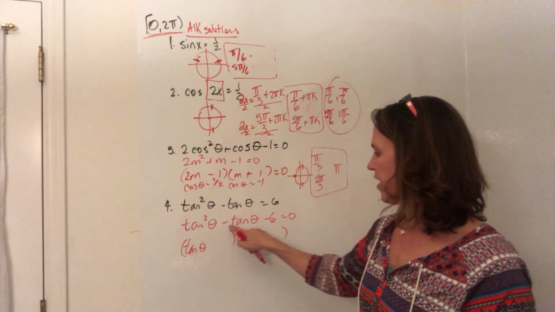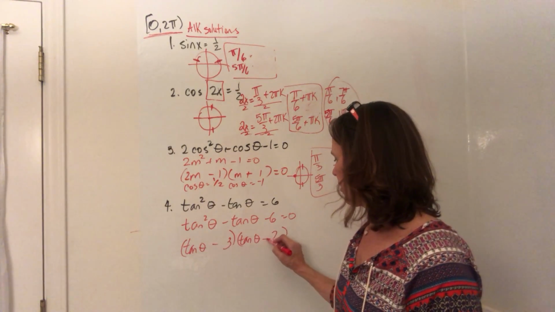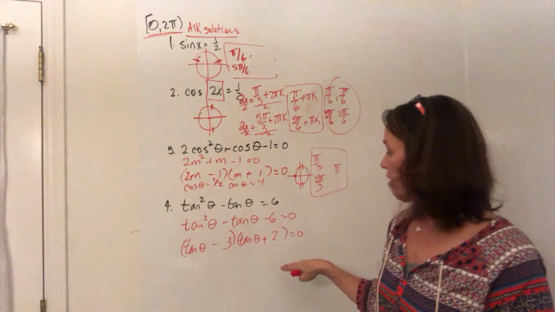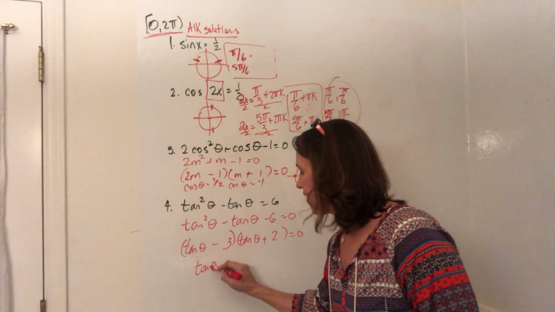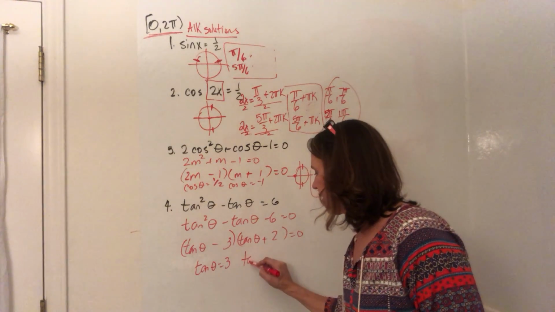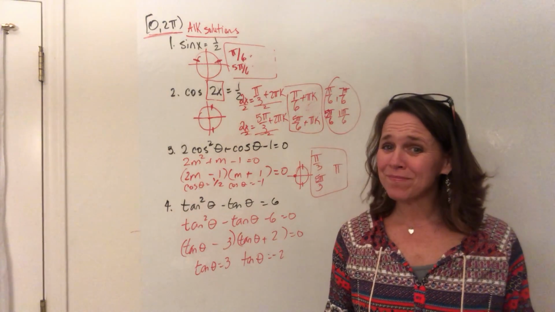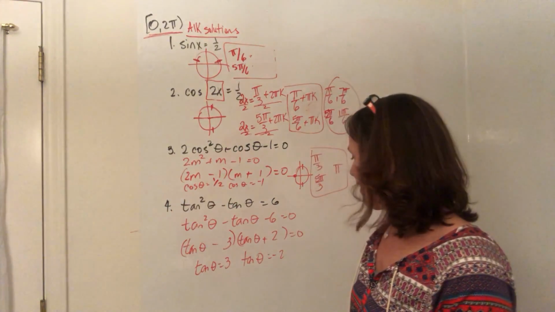Multiply to give you 6, subtract to give you 1 are going to be 3 and 2. I want a minus 3 and a plus 2. Right, so if I multiply that out, if I FOIL it, I'm going to get back to here. And so now tangent theta equals 3 or tangent theta equals negative 2. Which is awesome, but I don't have that memorized because it's not on my unit circle.